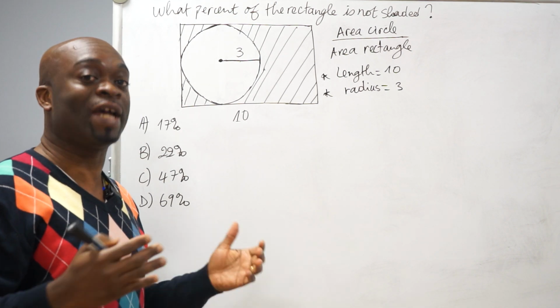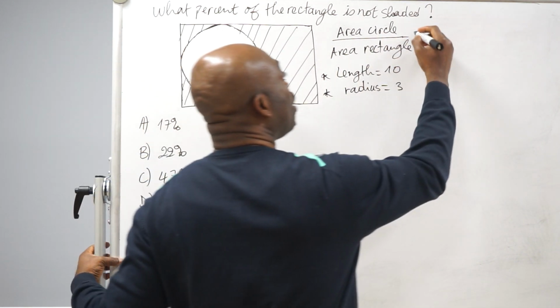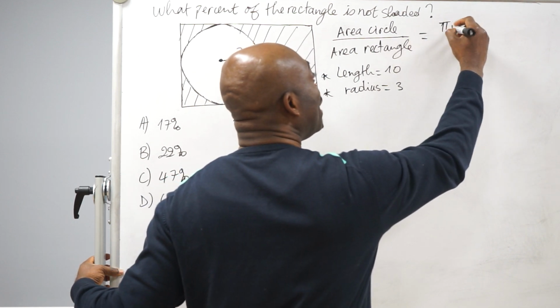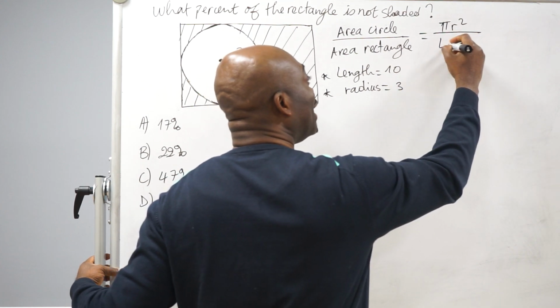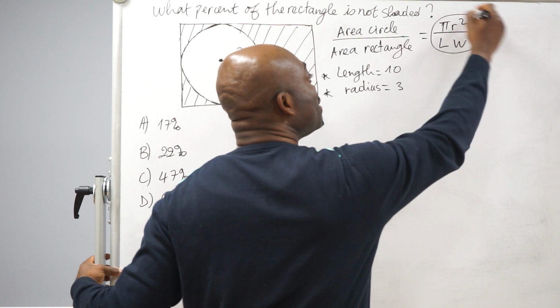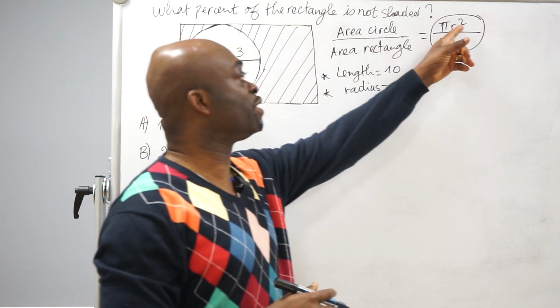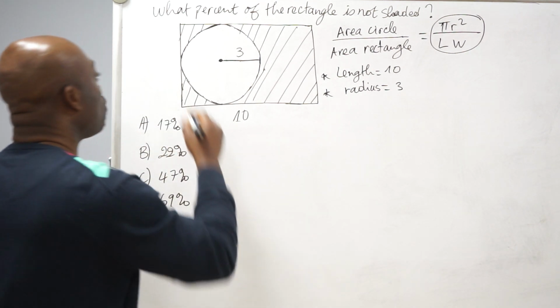So what don't we have that we need in order to get this? Because the area of the circle is equal to pi r squared, over the area of a rectangle, which is equal to length times width. Okay? So this is the operation that we'll be working on. But we know the radius, we know the length, but we do not know the width. So what is the width?